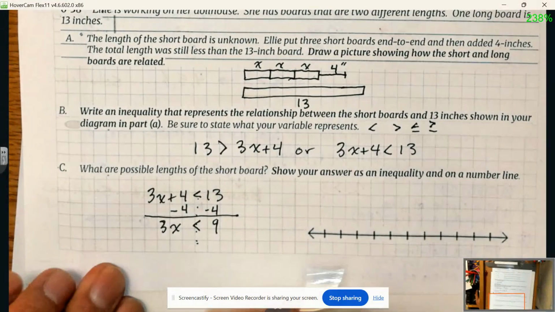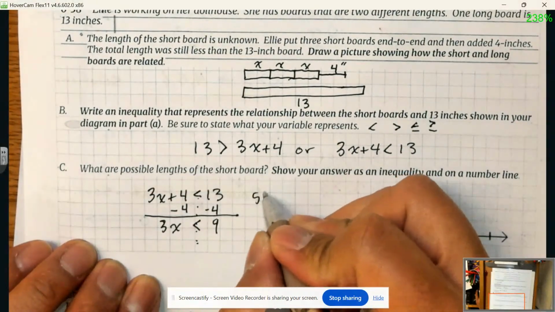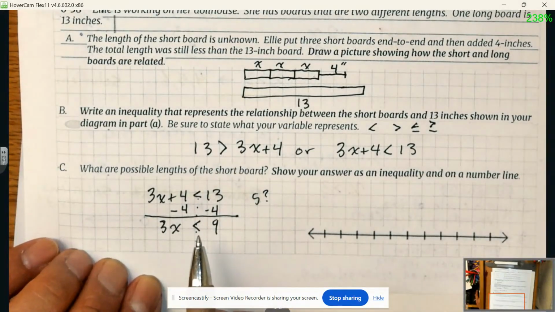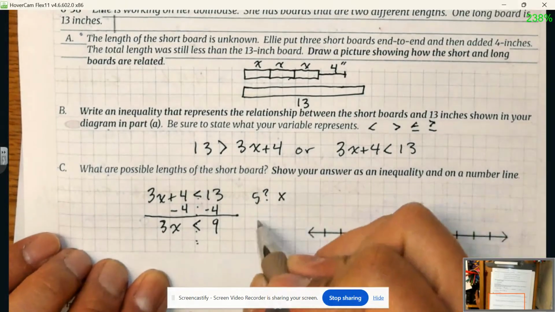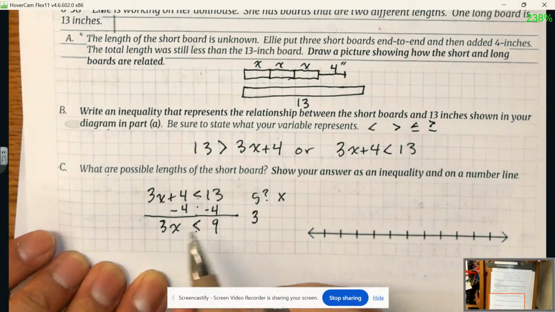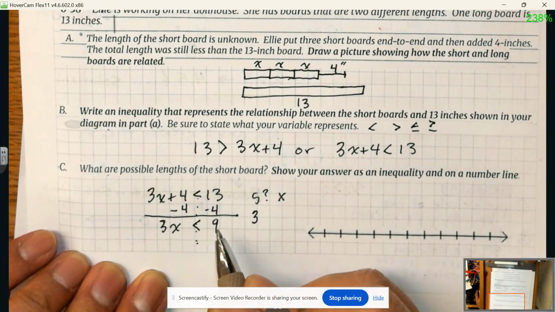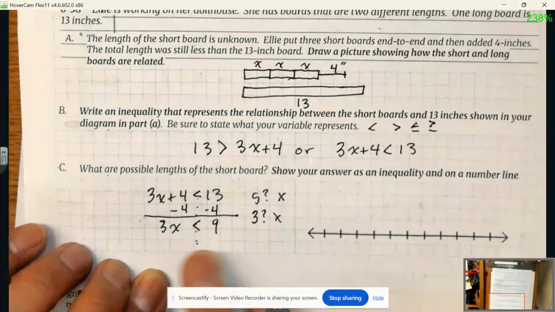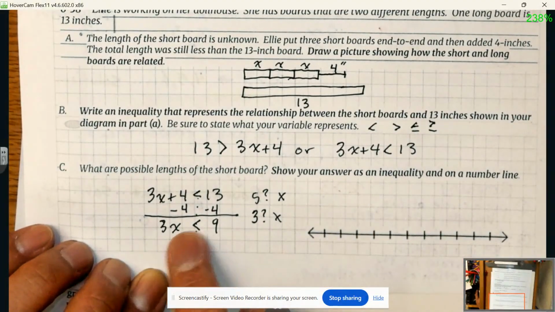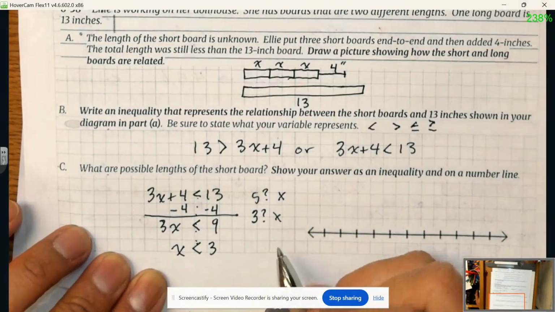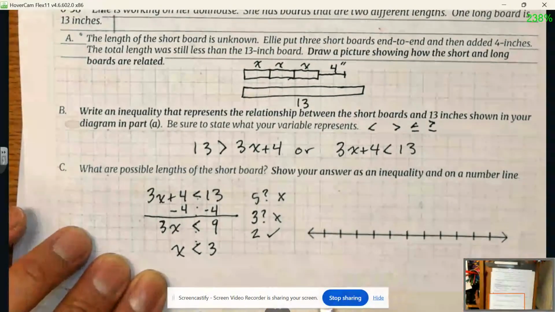Let's pick 5. Can x be 5? 3 times 5 is 15. Is that less than 9? Can't be 5, so let's try a smaller number. Let's try 3. 3 times 3, is that less than 9? 3 times 3 is 9, so that does not work. Since 3 times 3 is 9, this must be less than 3. So this number here needs to be less than 3. And if you plug in 2, that would work.